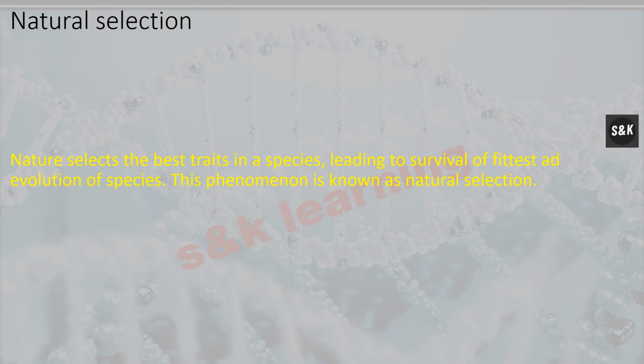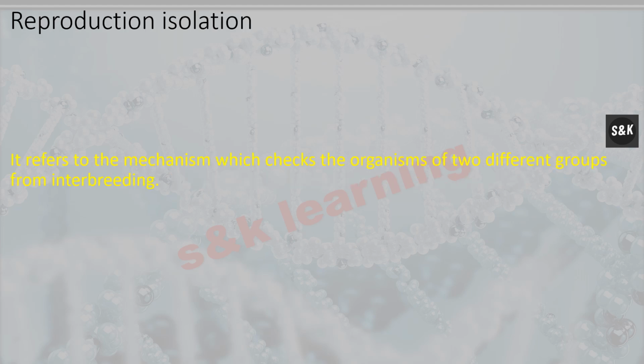Natural selection. Nature selects the best trait in the species, leading to survival of the fittest and evolution of species. This phenomenon is known as natural selection. Reproductive isolation refers to the mechanism which checks the organisms of two different groups from interbreeding.